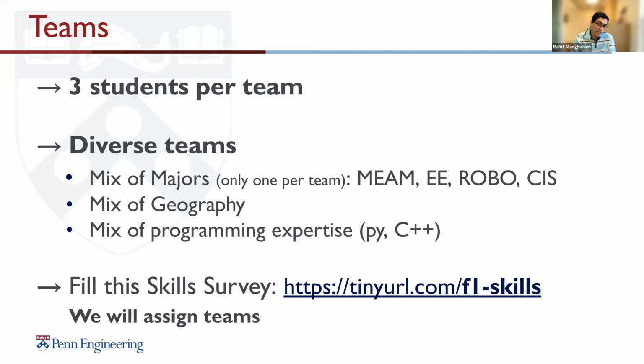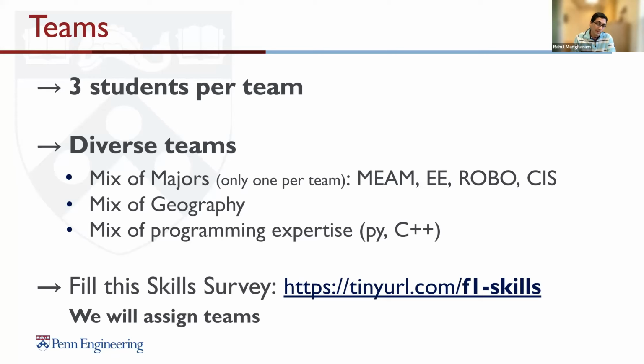What is important, as I showed you, is that the skill set you need is quite broad. That's why it's important that your team has a mix of majors. Many of you are from a MEM or MEM undergrad background, very few are from EE, most are from Robo, and very few are from CIS, or you may be leaning towards CIS more, or even if you're Robo, you're more of a programmer than a mechanical person. Ideally, a team would have one of each major. So if you're 3 Robos in one team and 3 MEM in another, that's not a good idea.